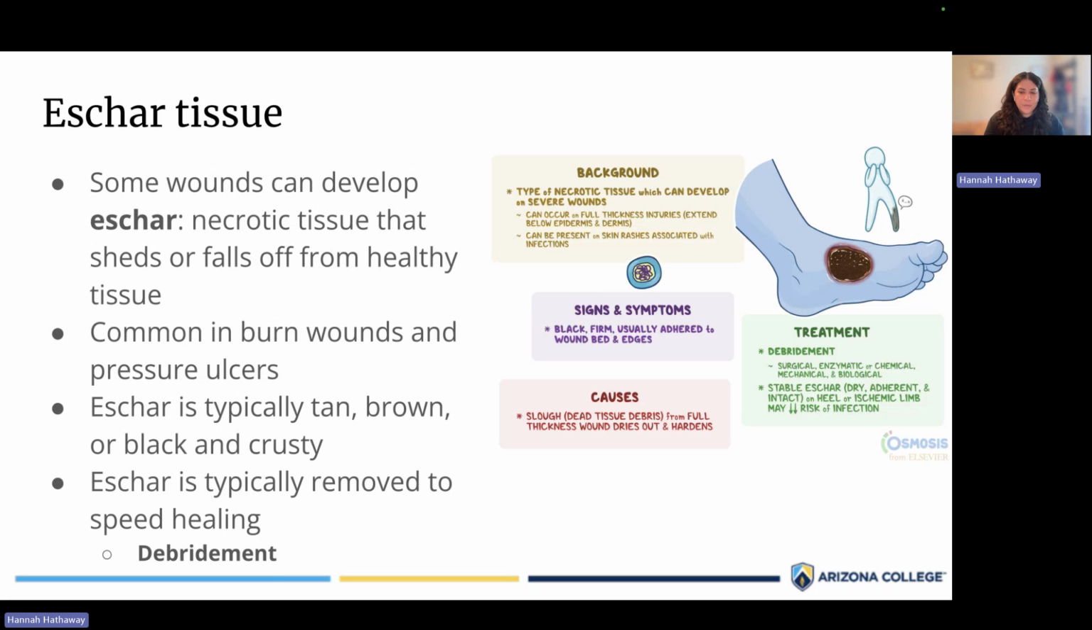Wounds that are more likely to develop eschar are once again wounds with tertiary intention, or wounds that are really big in area. So things like extensive burns, or really large pressure ulcers. These are things that can cause that eschar tissue.